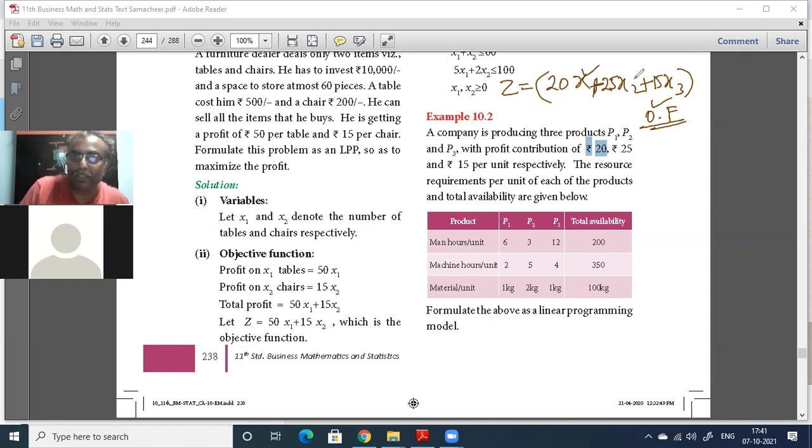The decision variables are X1, X2 and X3. You got your decision variables also. Now what do you have to do? You have to only put the constraints.